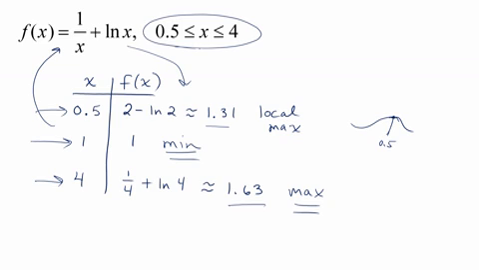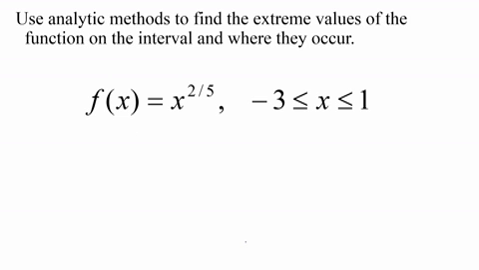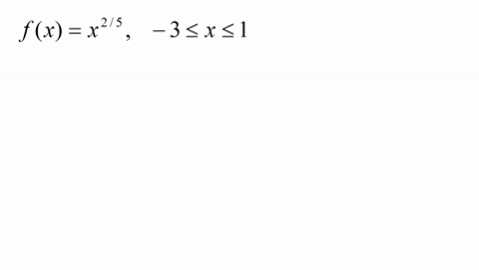Let's try another. Use analytic methods to find the extreme values of the function on the interval and where they occur. We have f of x equals x to the 2/5 power, and we're investigating on the interval from -3 to 1 inclusive. So we have our closed interval from -3 to positive 1 that we're looking for extreme values.